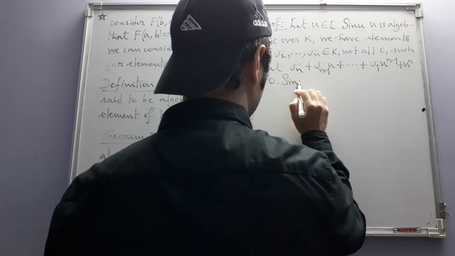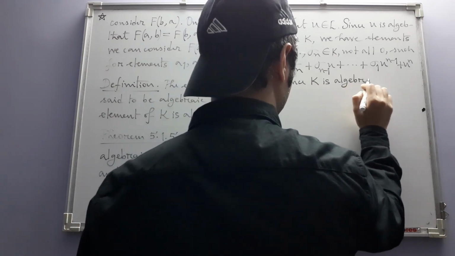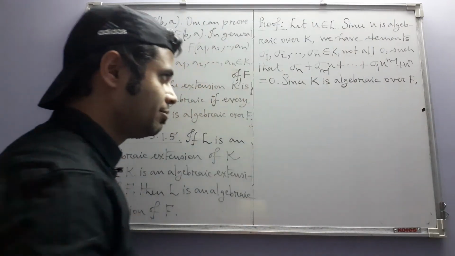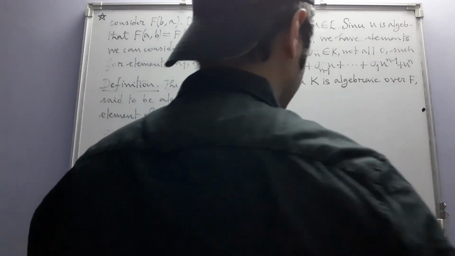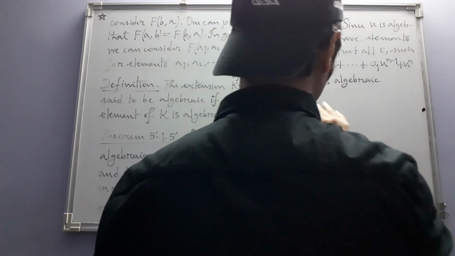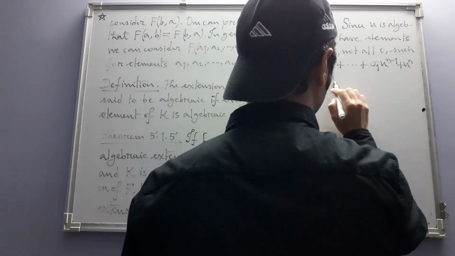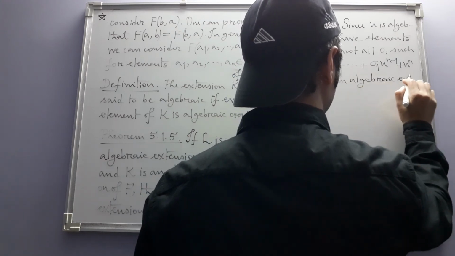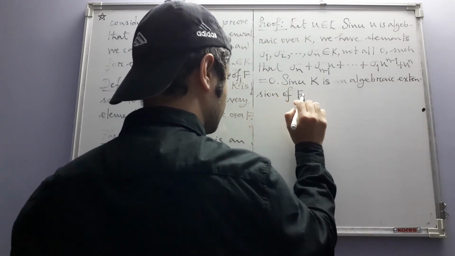Since K is also given to be algebraic over F, that means every element of K is algebraic over F. Okay, see, again I have written it over F. Extension is not over F. I mean, when we are saying it's algebraic, K is an algebraic extension of F.